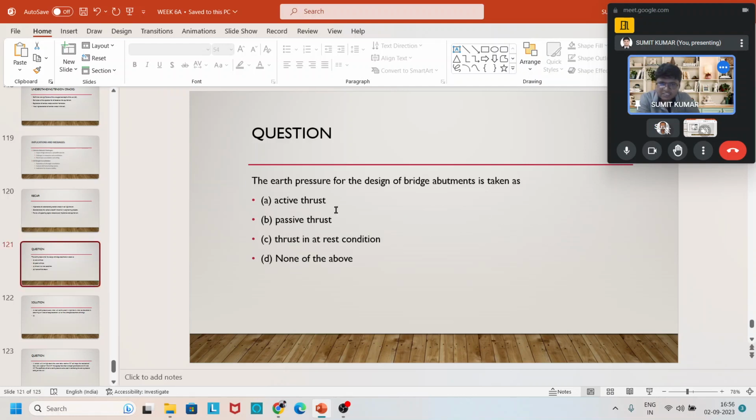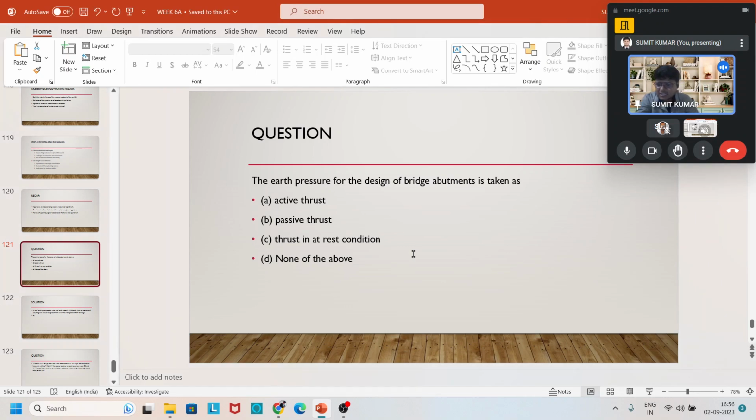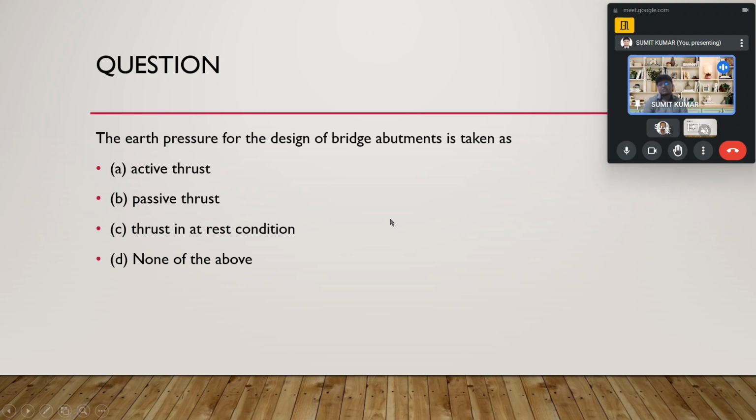Okay, the problems are very simple. I will state the solution for you, but you must understand these aspects, and afterward I will close today's session. The first problem is: the earth pressure for the design of a bridge abutment is taken as, four options are there: active thrust, passive thrust, thrust in the rest condition, and none of these. You have to state the solution for this problem.